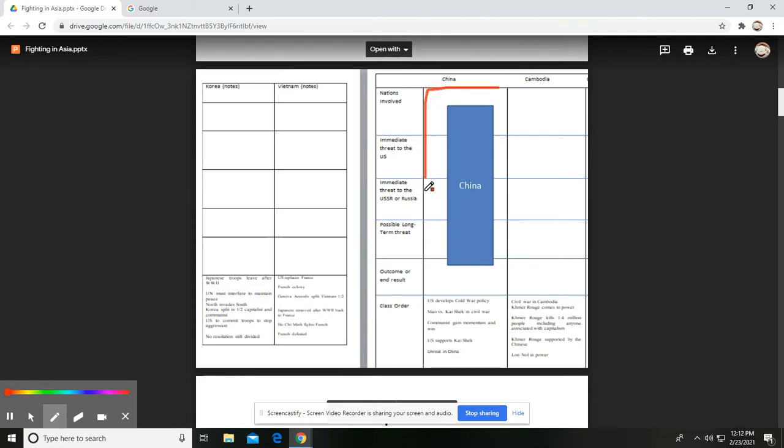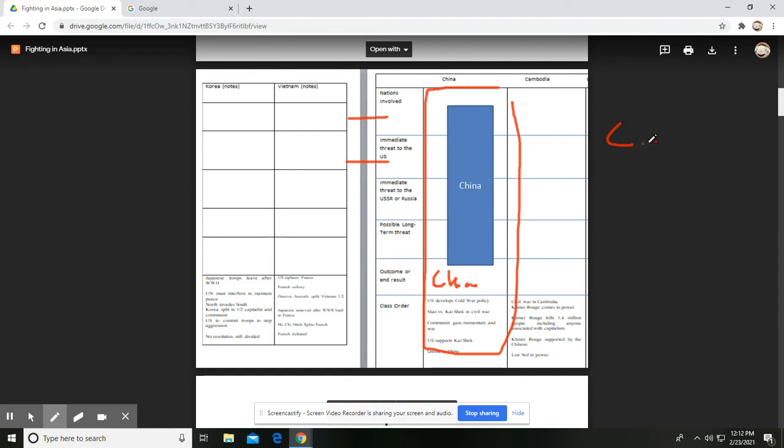So you want to go back to your chart. You want to think about China here. You want to think about the nations involved, the immediate threat, the long-term threats, and then the outcome. So the outcome is that China is going to fall to communism. Also keep in mind that both China and Russia have membership within the Security Council of the United Nations. So that is going to be an issue as well.